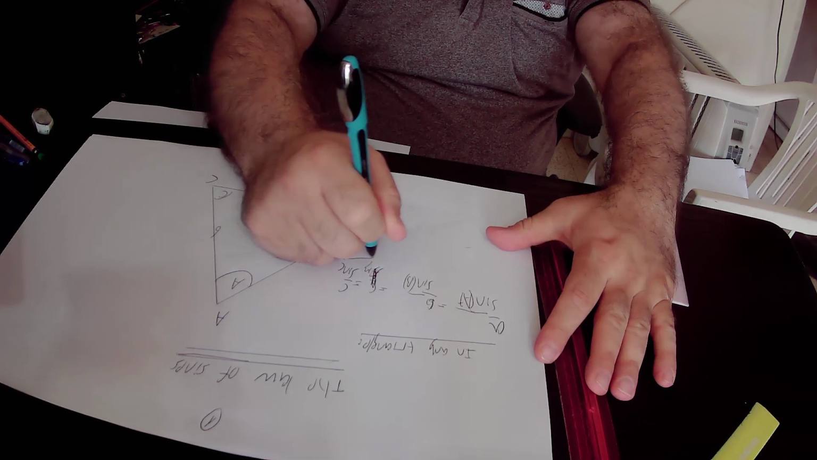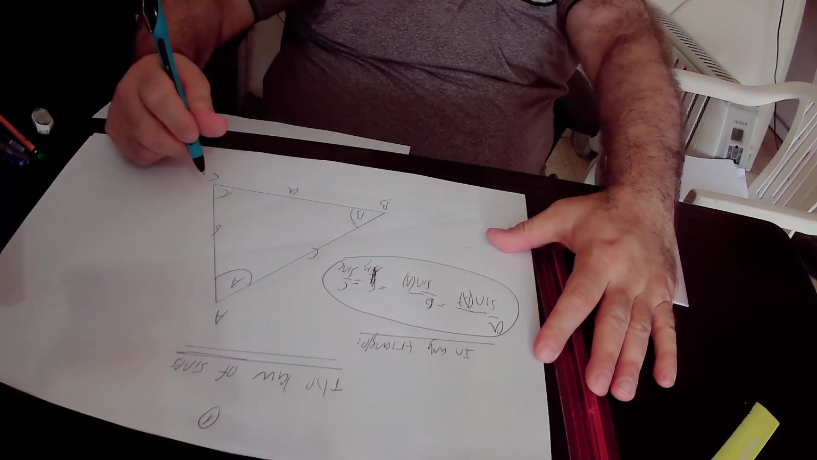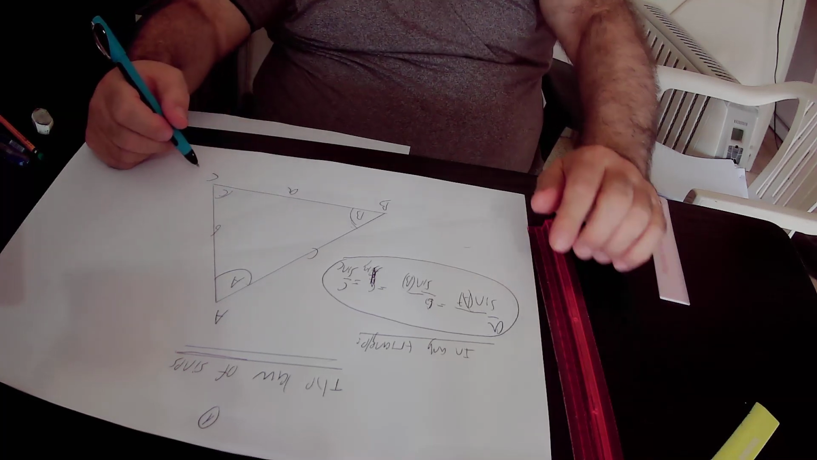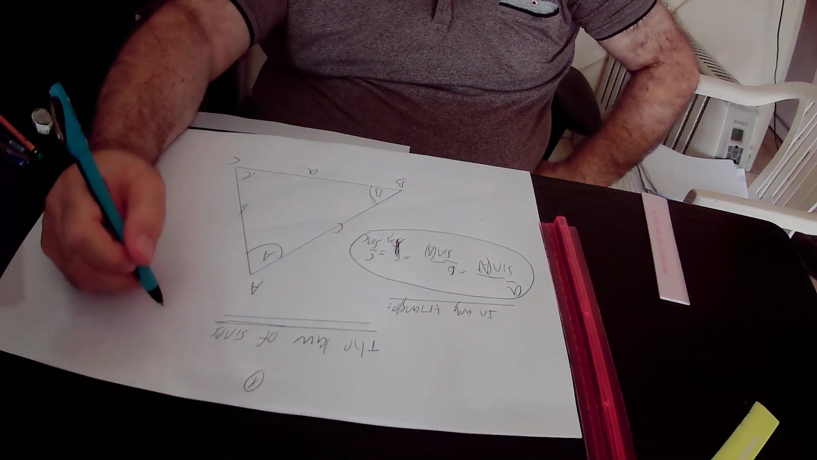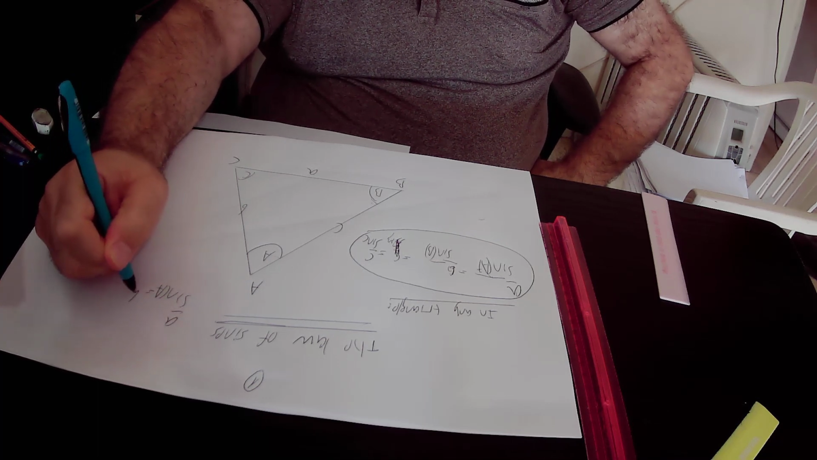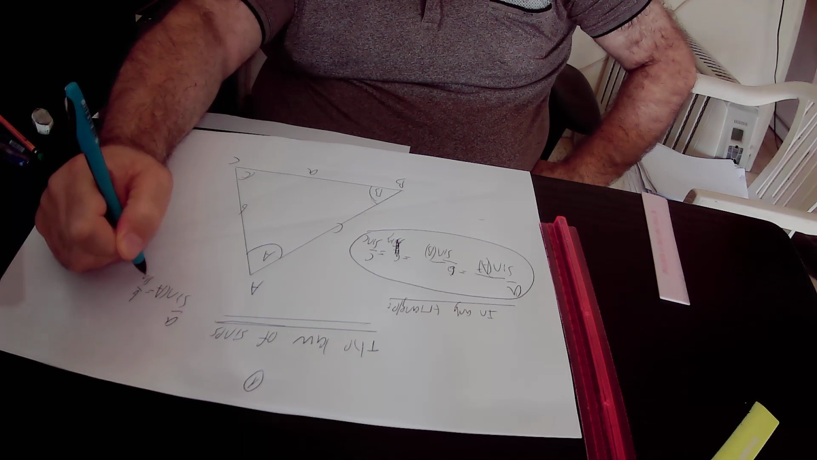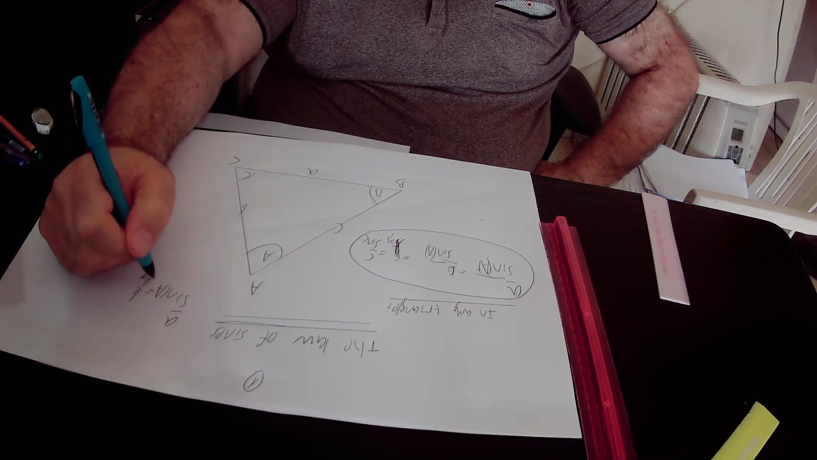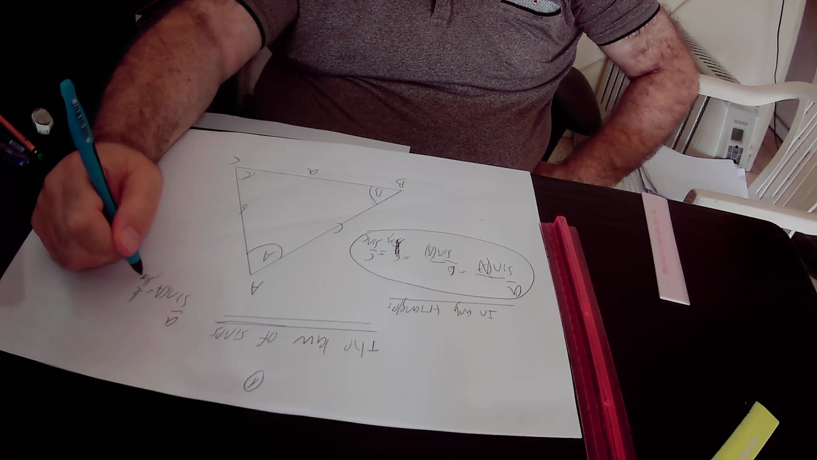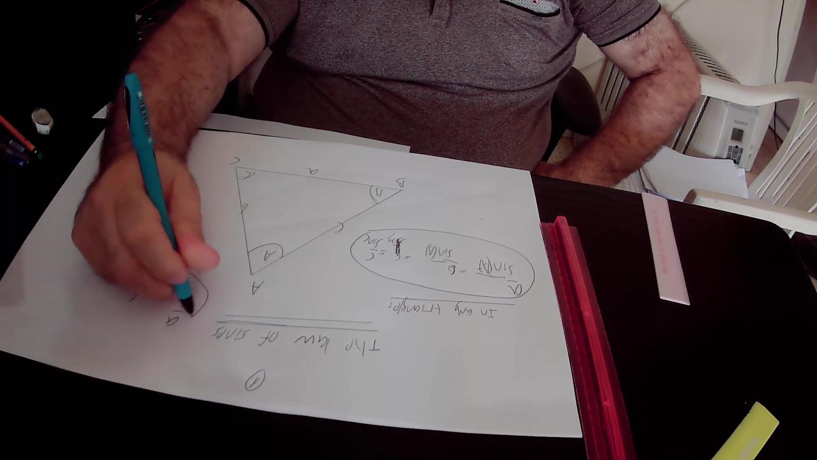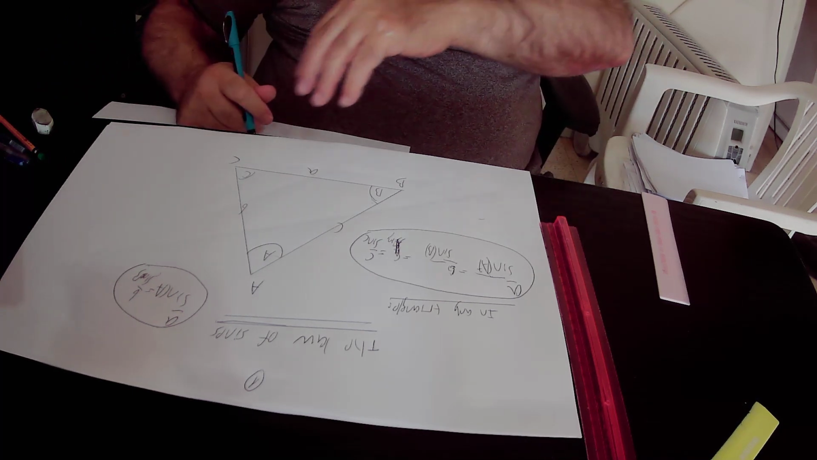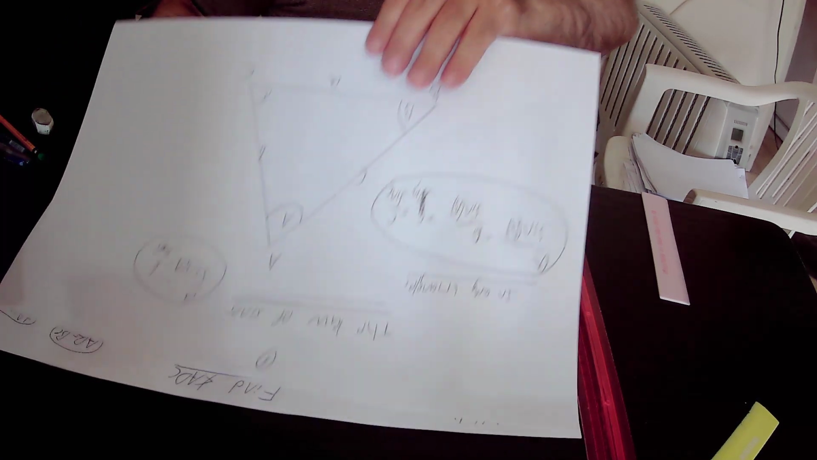I'll repeat again. In any triangle, A over sine A equals B over sine B equals C over sine C. From this formula we will derive that A over sine A equals B over sine B. And we will implement the law of sines in our triangle ABC.